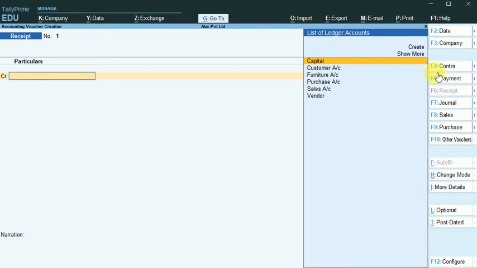In this contra, we'll enter the banking transactions. If you want to make a payment to your vendors or some other people, you can go with the payment. If you want to receive cash from your customers or other persons, you can make those entries in receipts. Journal is the one which is used to maintain the asset transactions and adjustment entries.